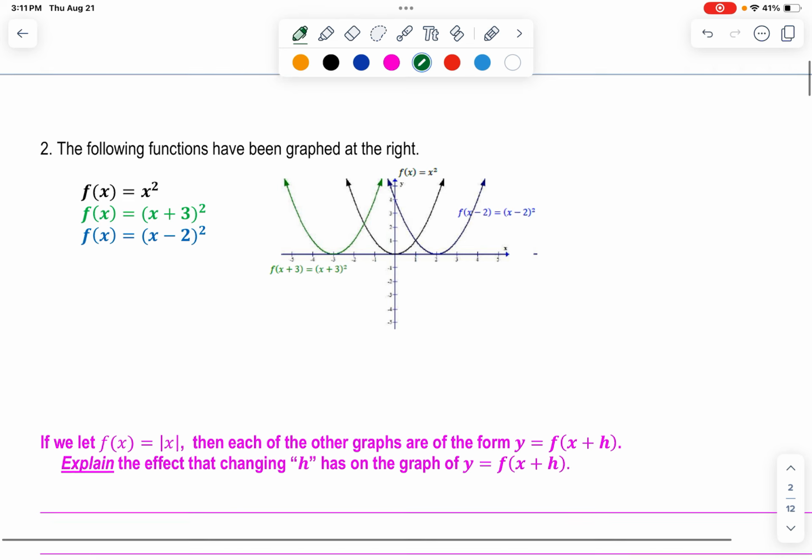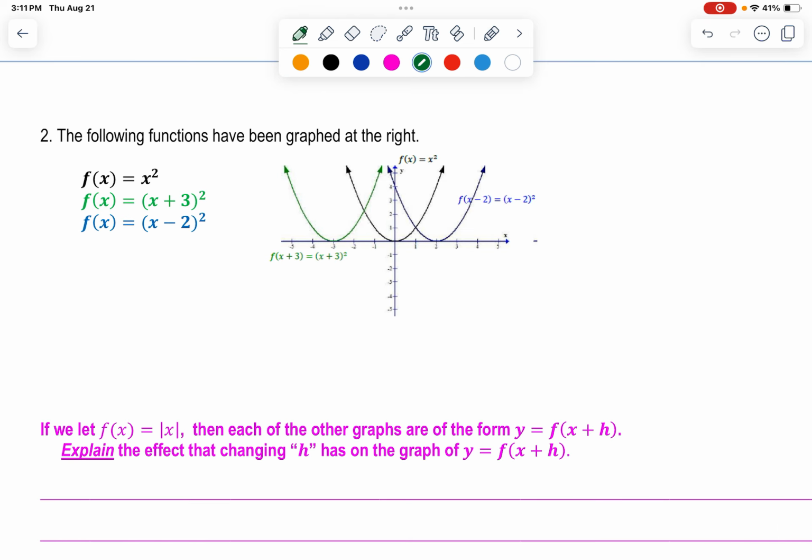Okay, moving on to the next one. So here we have some parabolas. The parent function is f of x equals x squared. And then we have two functions with some translations. The first one, the green one, is x plus 3 quantity squared, and the blue one is x minus 2 quantity squared. If you look at the green graph, it is moved left 3. So that x plus 3 inside the parent is providing a horizontal shift left 3.